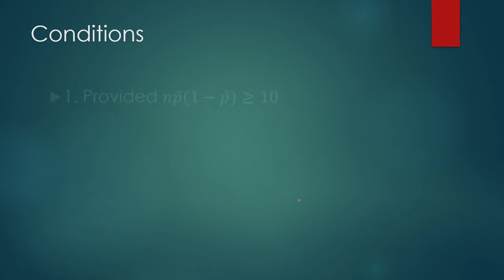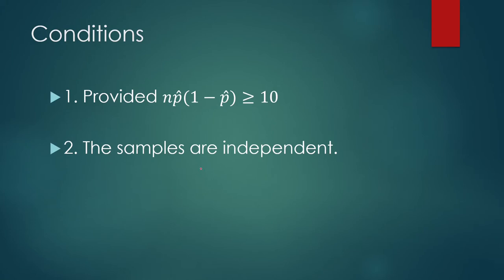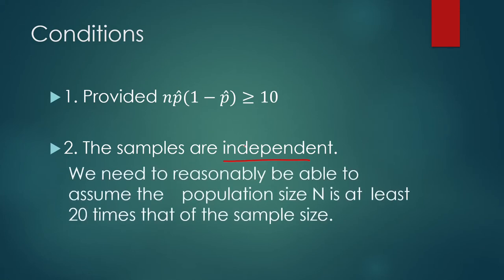We have two conditions. The first condition that we need is n p hat times the quantity 1 minus p hat must be greater than or equal to 10. The second condition is the samples have to be independent, which means one outcome cannot influence the outcome of another. This means we need to reasonably assume that the population size is at least 20 times that of the sample size. Before we start any problem, we have to check condition 1 and condition 2.